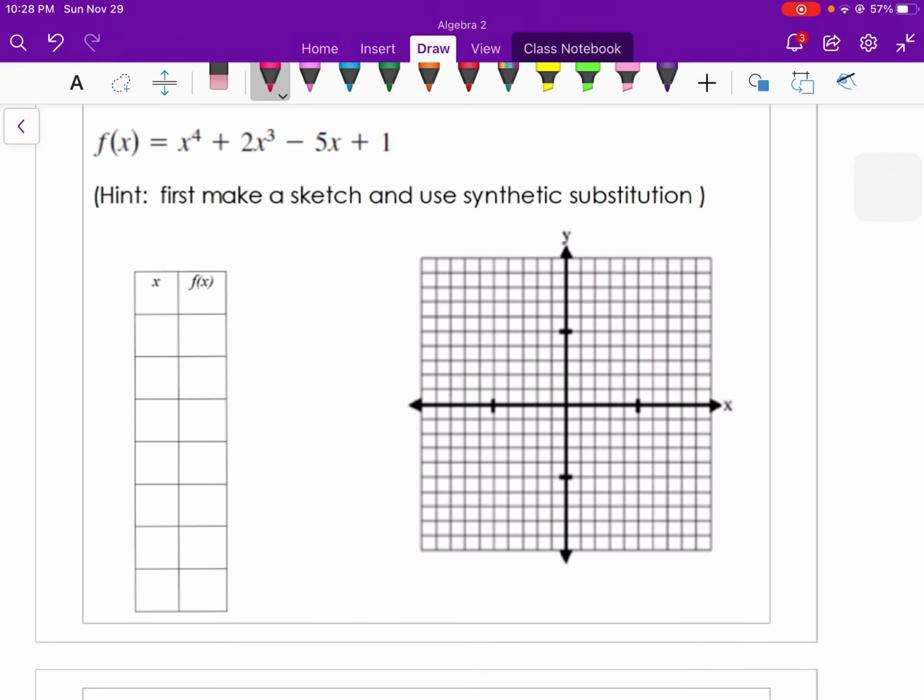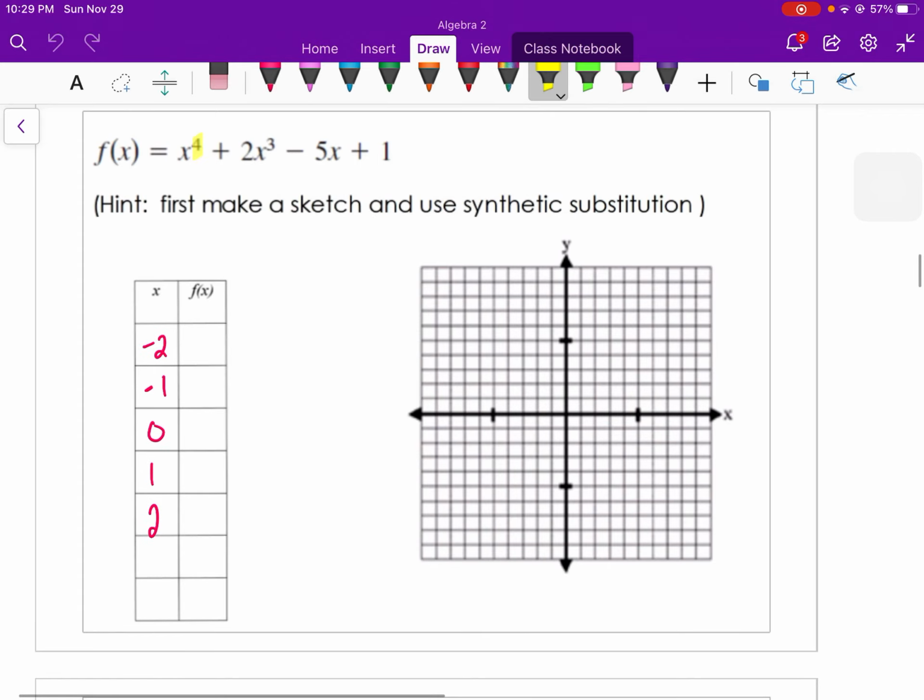So graphing this. So if I wanted to graph, I made a table. I always chose -2, -1, 0, 1, 2. And I did that because I wanted to know what happens in the middle of the function. And then we used end behavior. So this was an even function with a leading coefficient of 1. So I know it's going to open up essentially. So once I figure out what happens in the middle, then I graph it and I use my end behavior to open it up.